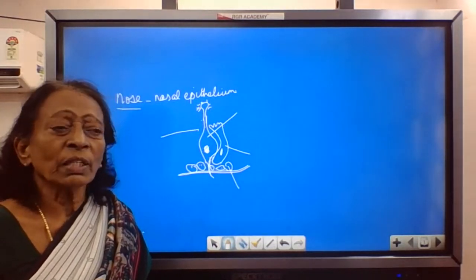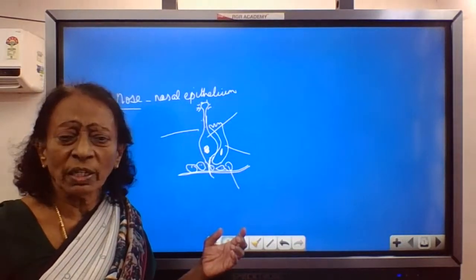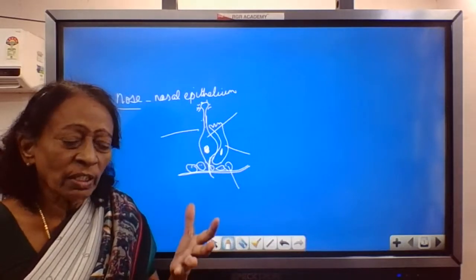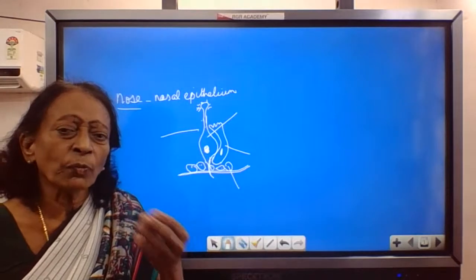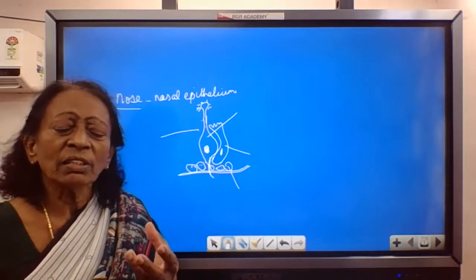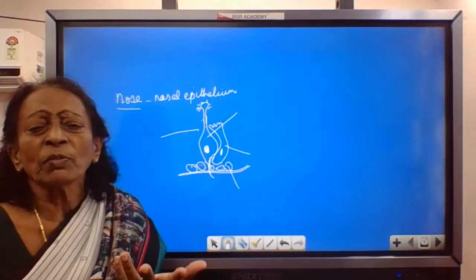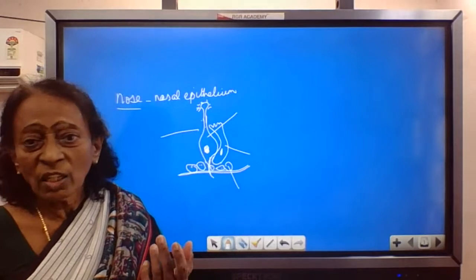What is nasal accommodation? Suppose the cell is receiving the chemical stimuli, it will get numbed. You can feel the smell for a few fractions of a second, and the next minute, if you keep on inhaling that perfume or odor, you won't be able to feel it. That's called nasal accommodation.